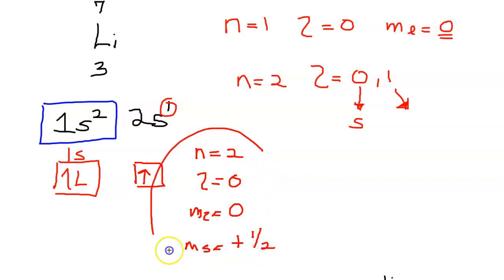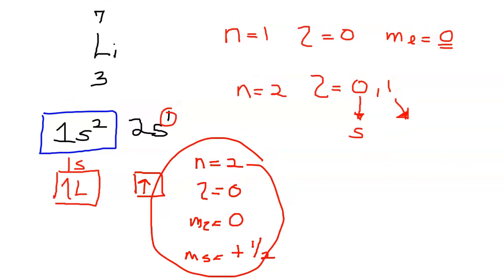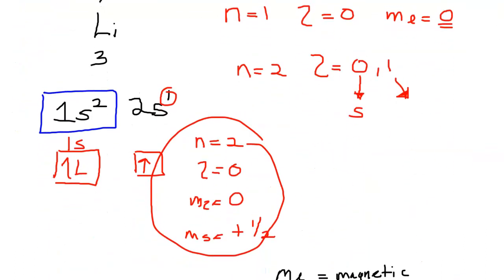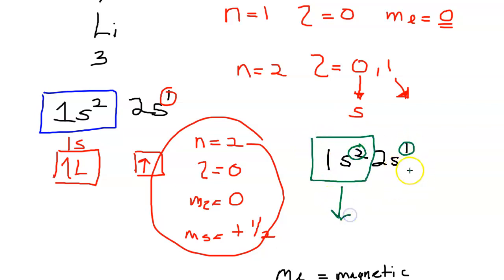Notice these 4 numbers are not the same as the first 2 electrons' numbers. Every different electron has a unique set of 4 quantum numbers. And we write the configuration of lithium as 1s2, 2s1. How many total electrons? 3. The first 2 electrons fill the first energy level. Bohr would call this a shell. The third electron starts the second.